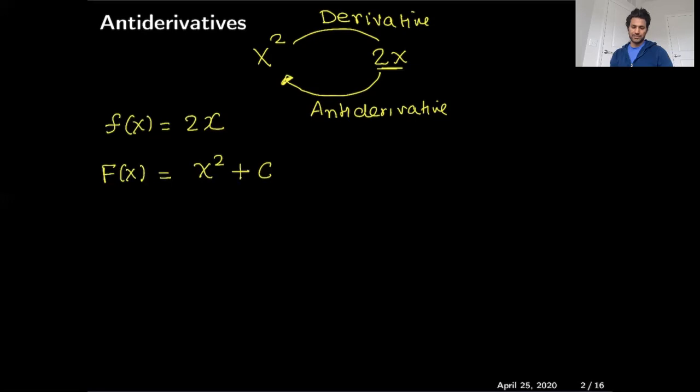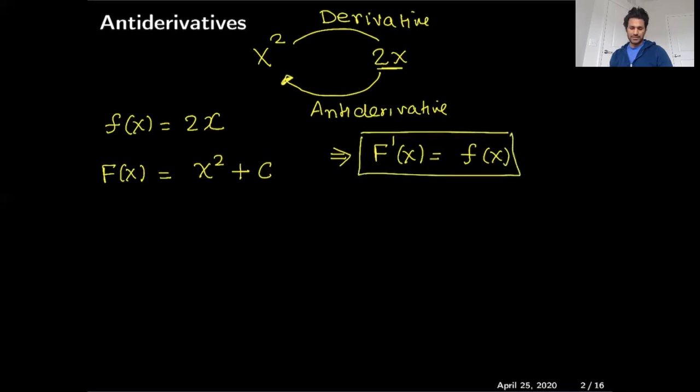So what is the definition of the antiderivative? The definition is simple. If you calculate the derivative of the antiderivative, you will get the function back. As you can see in this situation, if I calculate the derivative of F of x, I will get 2x plus 0, the derivative of the constant, which is the original function f of x.